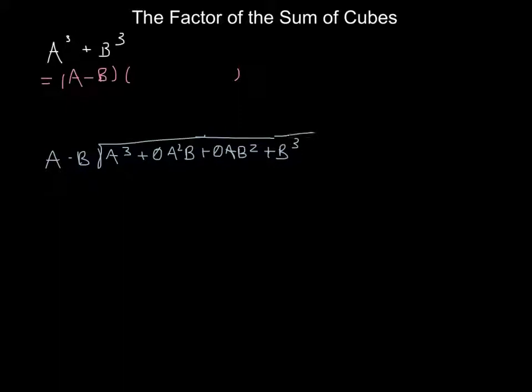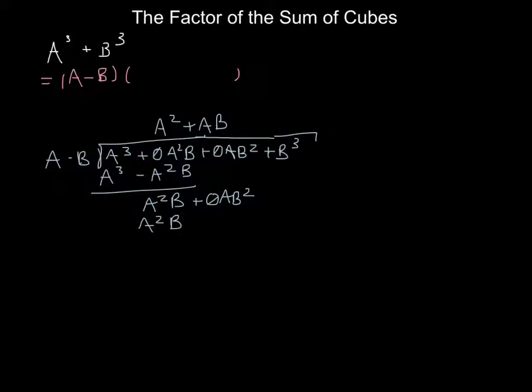And let's see what happens when we divide. So a cubed divided by a is a squared. A squared times a is a cubed. A squared times negative b is negative a squared b. If I do my subtraction, I get a squared b. And it's plus the 0 ab squared here. So this looks like I need to do a times b. A times b times a gives me a squared b minus ab squared.